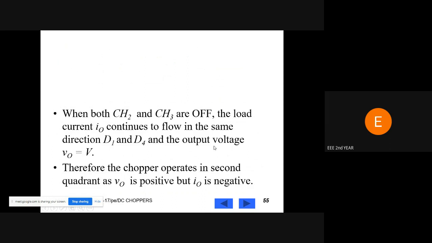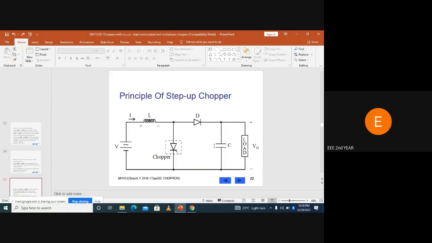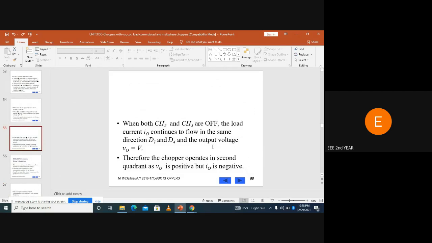Up to this we stop. In the next session, we will continue with switched mode regulators: the buck converter, boost converter, and buck-boost converter, then the Cuk converter, and after that we will proceed with the effect of the source inductance.